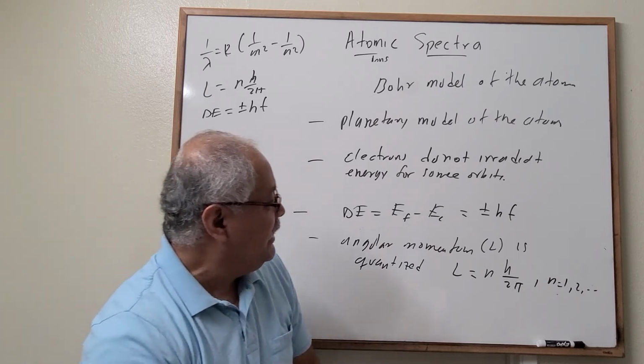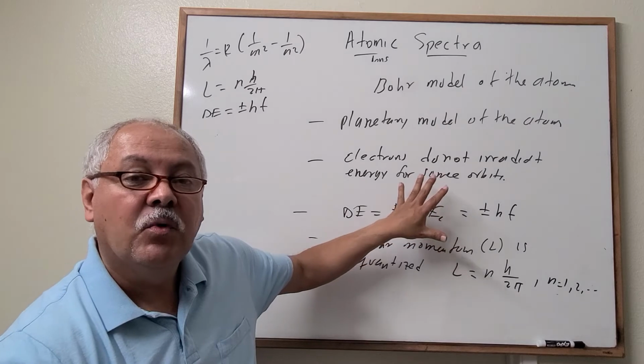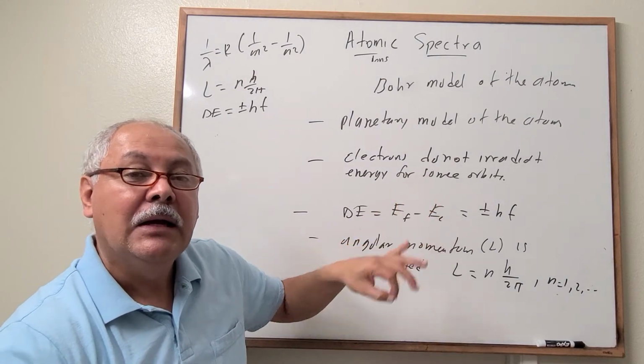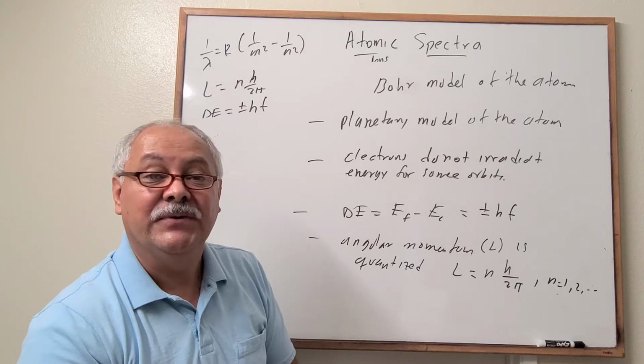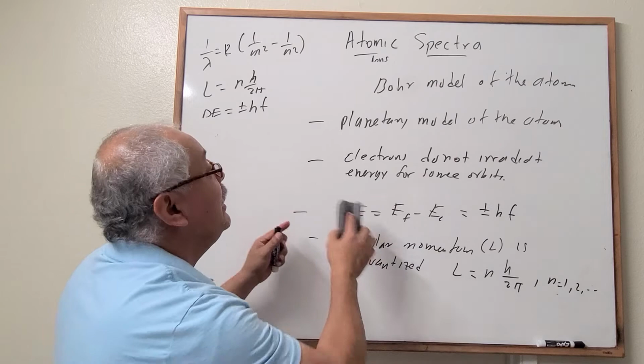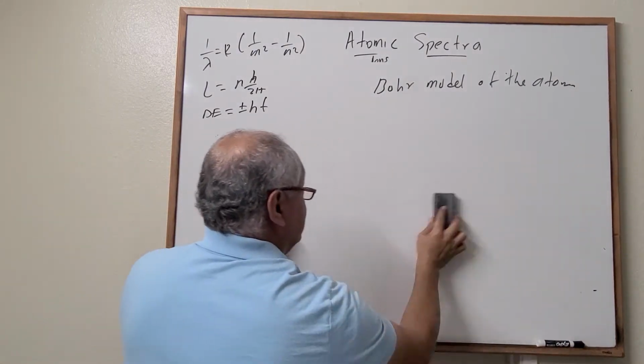Correct? And it's important because it worked and found exactly the same wavelength as found by Balmer in the Balmer series. Okay, great. Let's go then to the energy of these orbitals. Let's go to the energies.